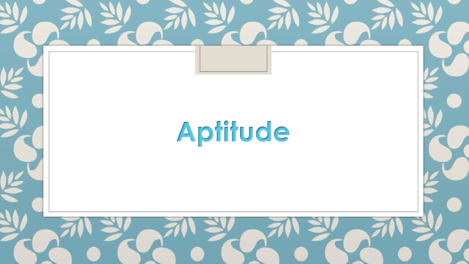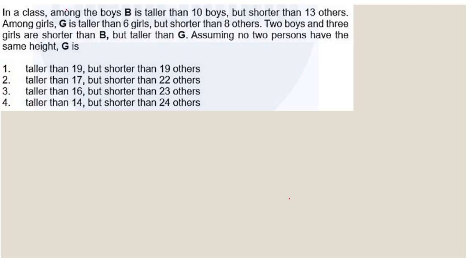Namaste everyone. The question is: in a class, among the boys, B is taller than 10 boys but shorter than 13 others. Among girls, G is taller than 6 girls but shorter than 8 others. 2 boys and 3 girls are shorter than B but taller than G. Assuming no two persons have the same height, Z is.